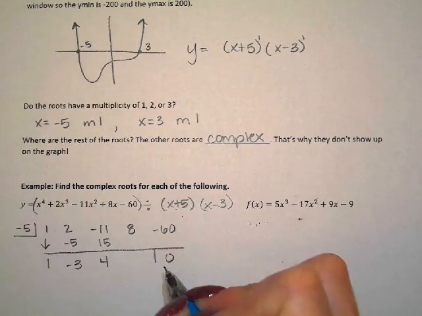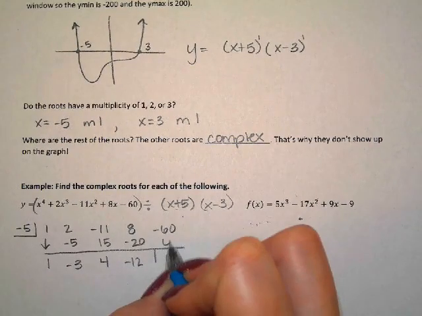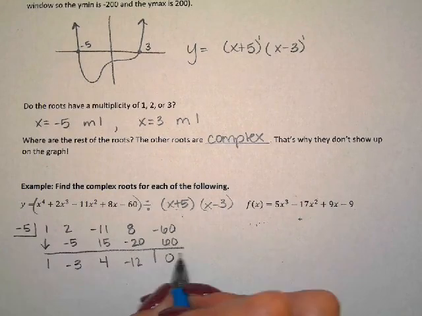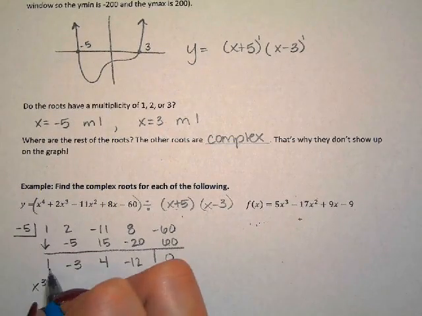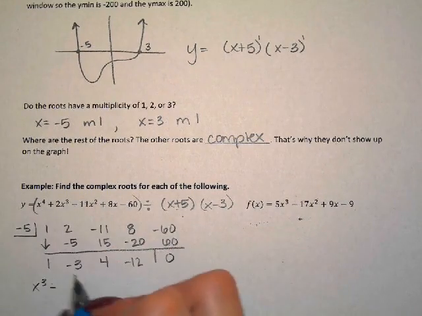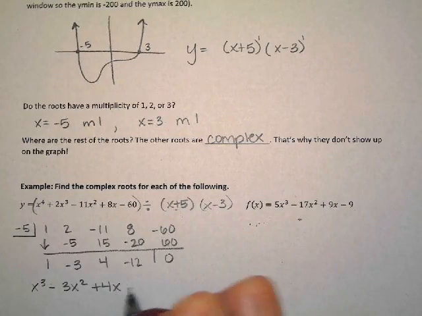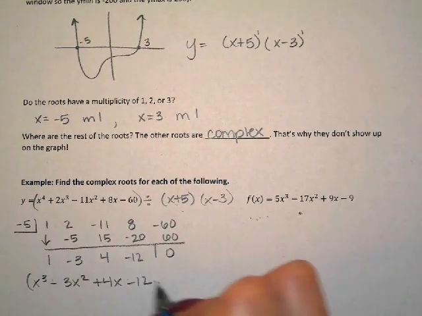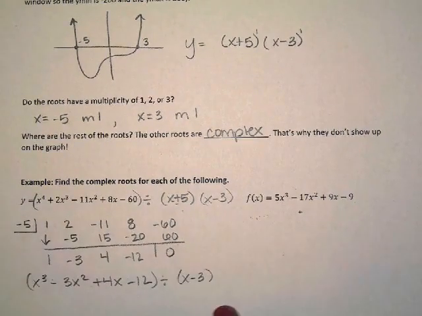15 for -20, -12, +60. Okay, so when I did that first set of division with the first factor, I got x to the third, so I'm dropping it by 1. x to the third minus 3x squared plus 4x minus 12. And I'm going to go ahead and take that, and I'm going to divide that by x minus 3.